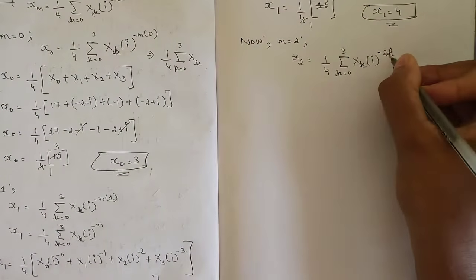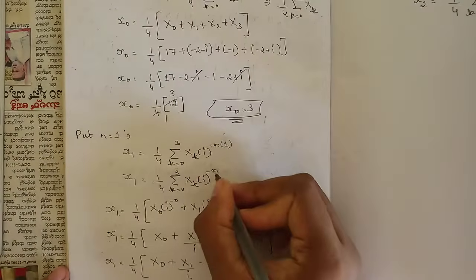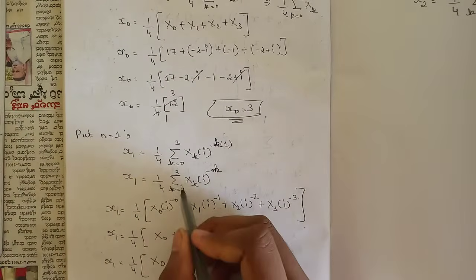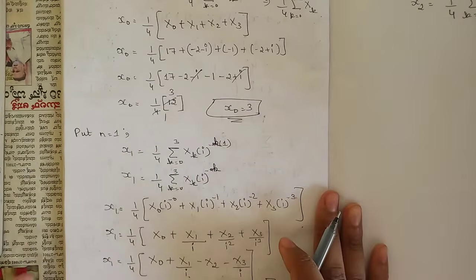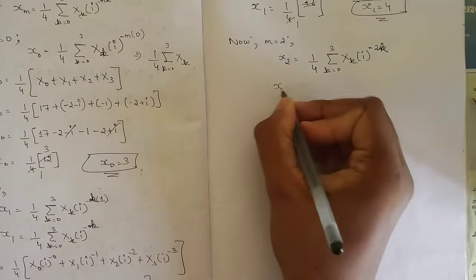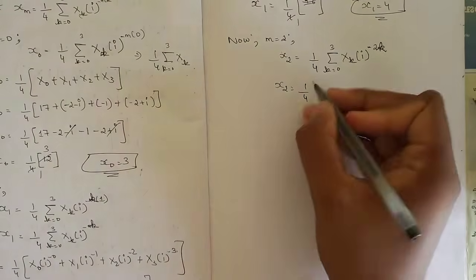Sorry, this is minus 2k, okay? So here also this is k, since the limit of the summation is from k. Yeah, so this is k. So x2 would be 1 by 4. Now remove the summation.